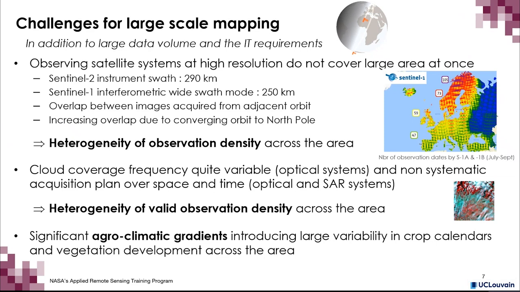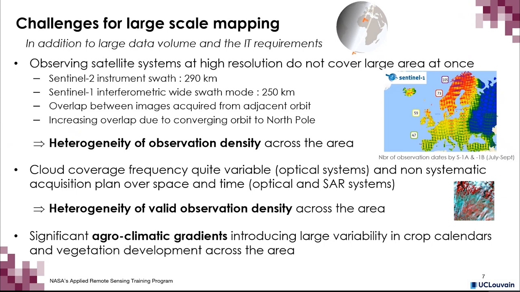While the revisit cycle is 12 days at the equator for a given satellite, with two satellites we will have 6 days at the equator. But within 3 months, from July to September, we will have 47 observations at the latitude of Spain. When we move northwards, we can reach up to 105 observations for the same period, thanks to the overlapping orbits due to the converging path.